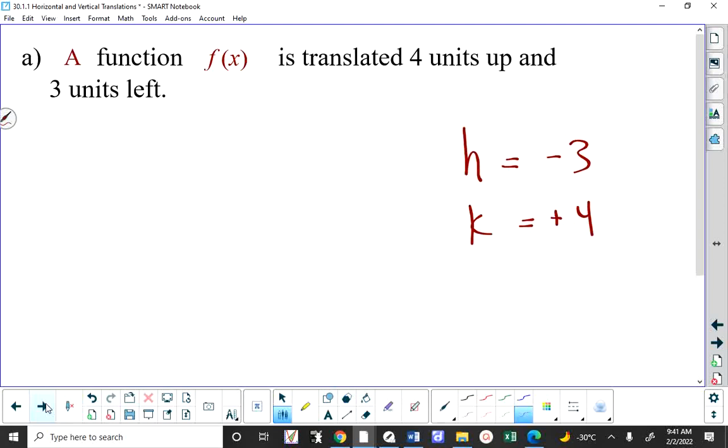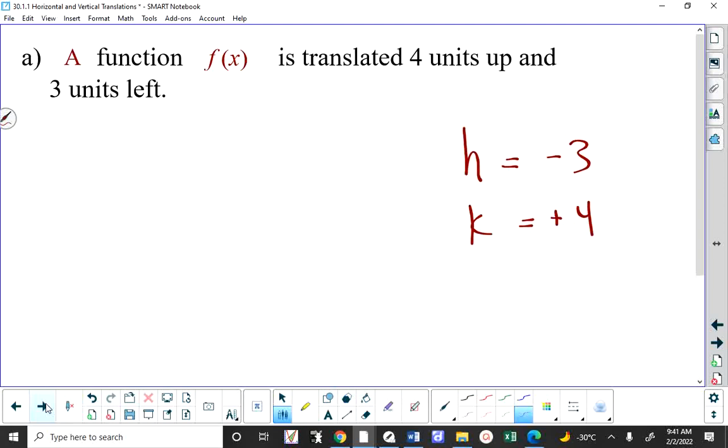Now what this means, when you look at the template, and if you're watching this on video, you're just going to have to listen to the words rather than see it. We have a template that I'm referring to on the left side of the classroom that says y equals f of x minus h plus k.